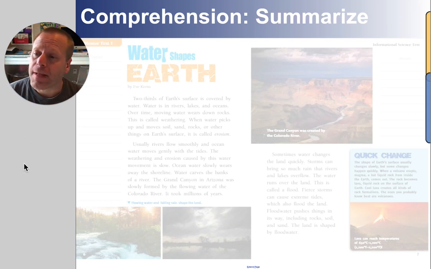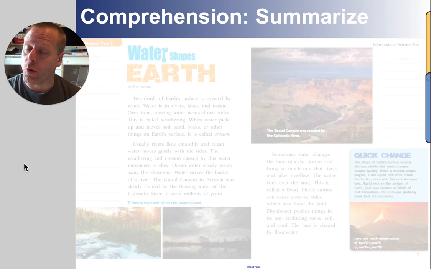Comprehension, how to show what you know. One of the most useful things that you can do is to summarize a text. Many times when you're done with a certain article, you might want to share what that article was mostly about with a teacher or a friend.